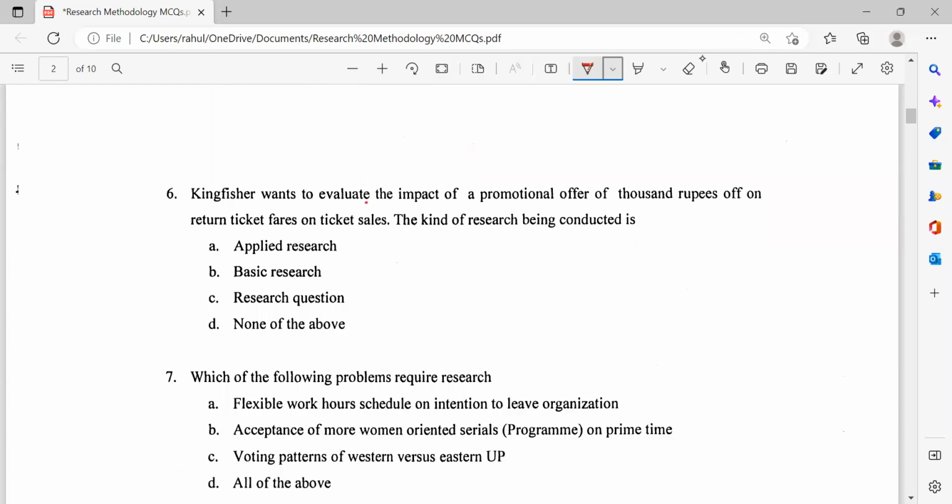Question number six. Kingfisher wants to evaluate the impact of a promotional offer of ₹1,000 off on return ticket fares on ticket sales. The kind of research being conducted is: option A, applied research; option B, basic research; option C, research question; or none of them. It is a kind of applied research because it belongs to action methodology. So option A is the correct answer.